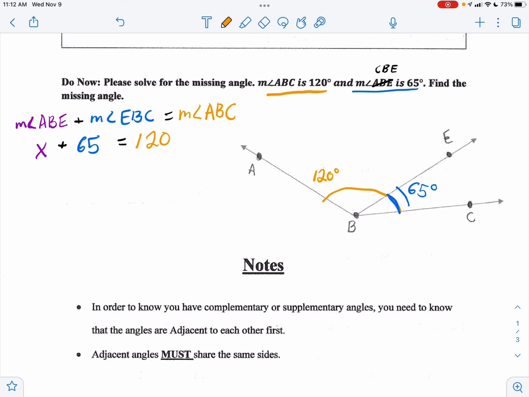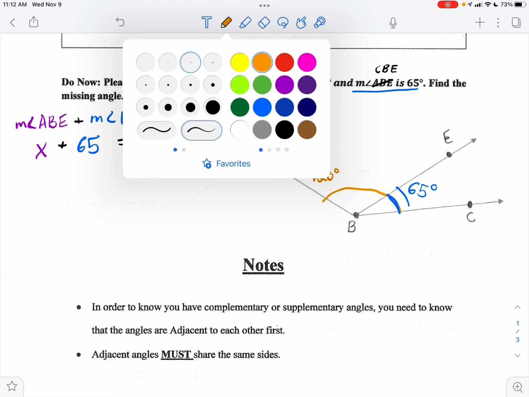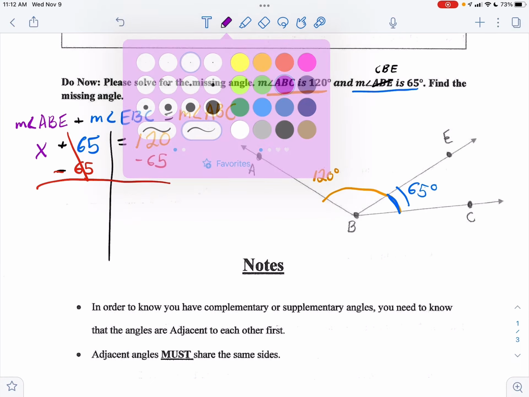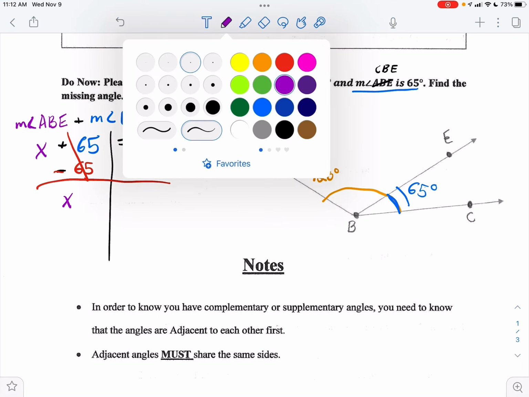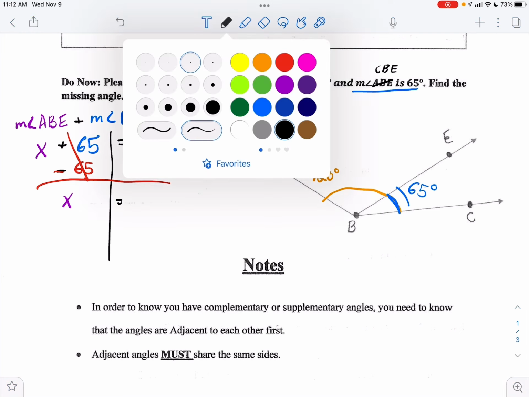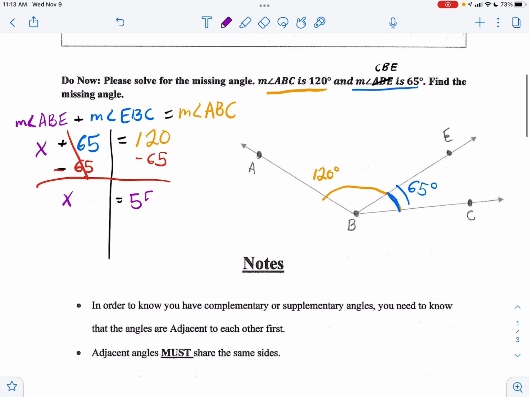And we already know how to solve for X, right? We subtract. I'll use red. Draw your line down the middle, right? And subtract 65 on both sides. Then we get X is equal to 120 minus 65, which is 55. But the question didn't say solve for X.